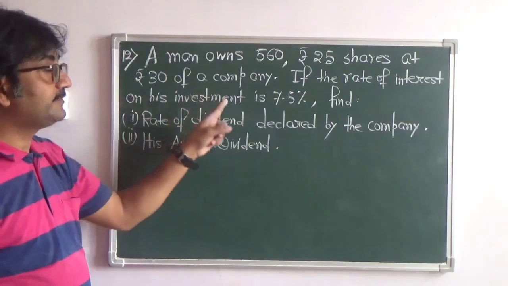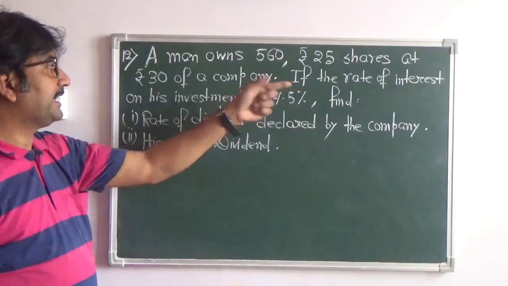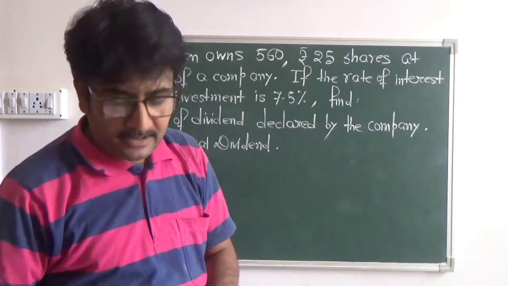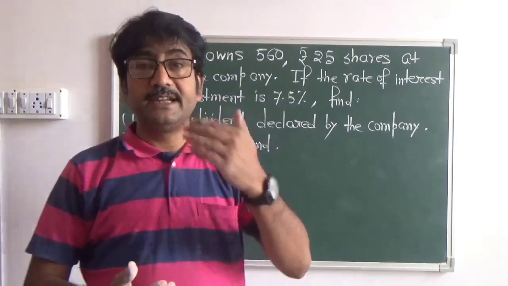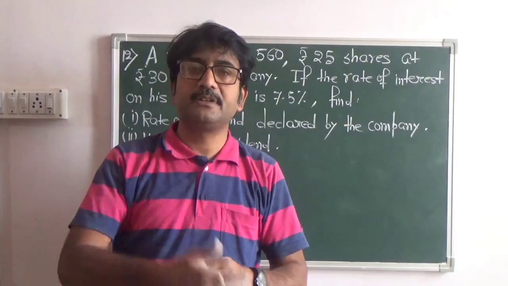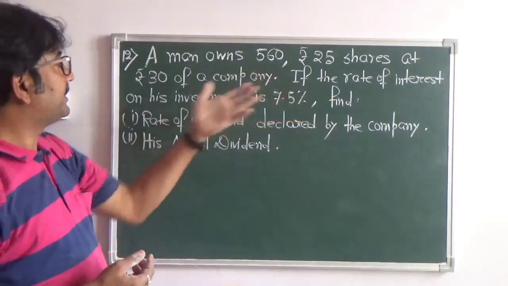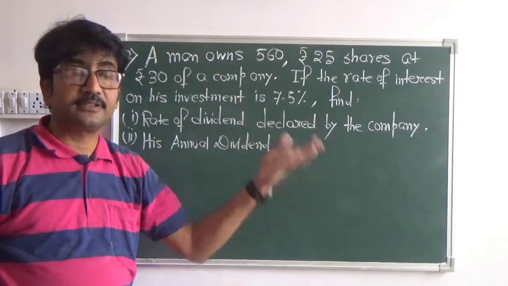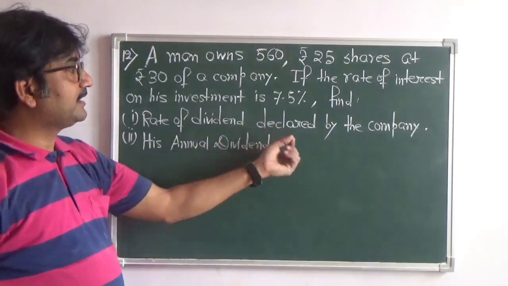If the rate of interest on his investment is 7.5%, you have to understand this language. What is the meaning of the rate of interest on his investment? What you get when you talk about the rate of return is called the rate of investment. That is, you get the return on your investment, and when you calculate your profit percent, that is the rate of return, we calculate it on the market value. So the rate of interest on his investment is 7.5%. That is your rate of return or the profit percent, given as 7.5%. So find the rate of dividend declared by the company.